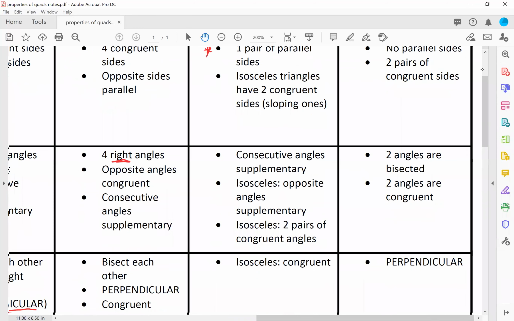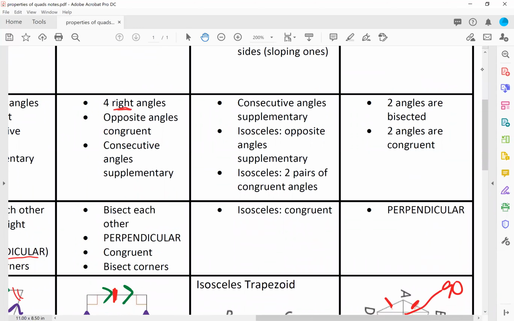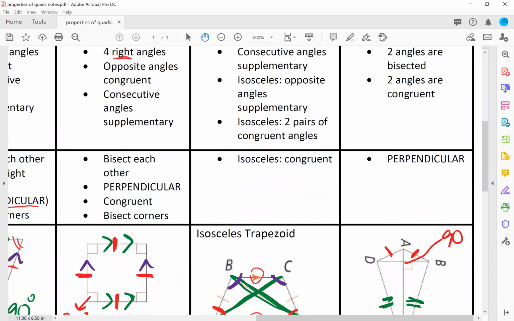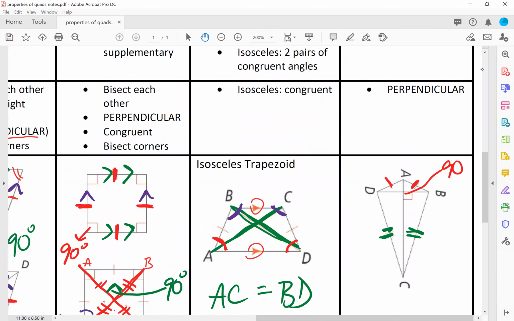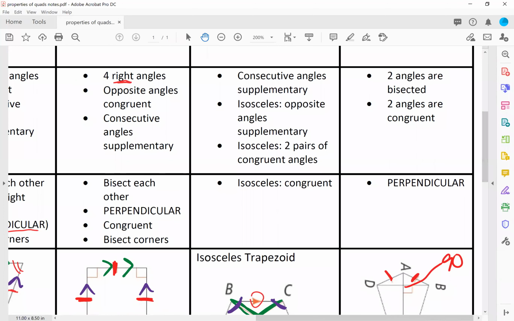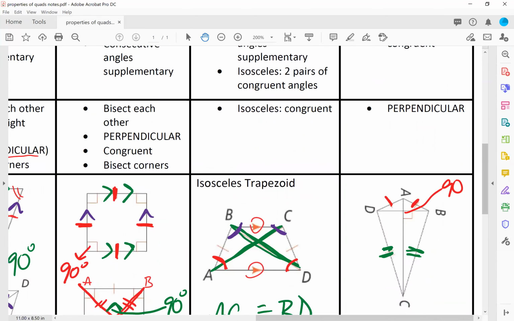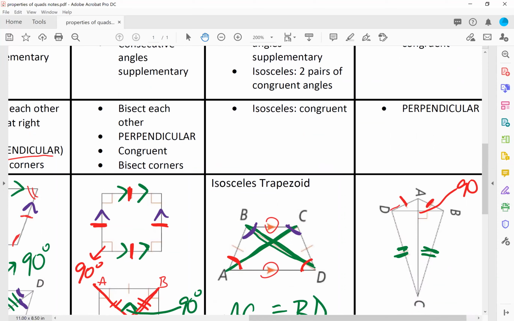Okay, same thing, here are angles. 2 of our angles are bisected. So in our picture, angle A would be cut in half and angle C would be cut in half by this line going through the middle. And then 2 angles are congruent. The angles that are going to be congruent would be angle D, the whole corner there, and angle B, that whole corner.